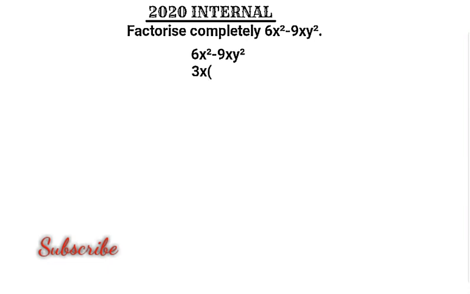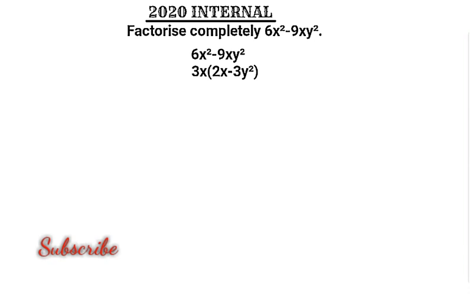Then we ask, how many times can 3x go into 6x²? It will go 2x times. Then how many times can 3x go into negative 9xy²? It will go negative 3y². And now we have factorized the whole expression.